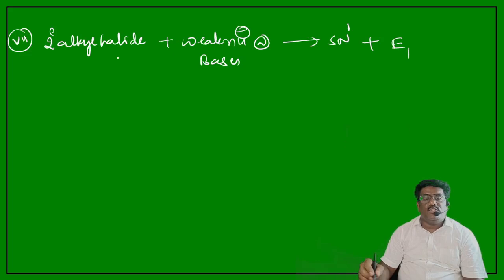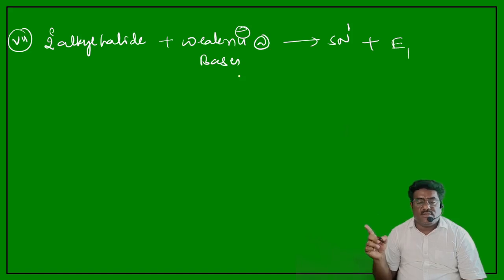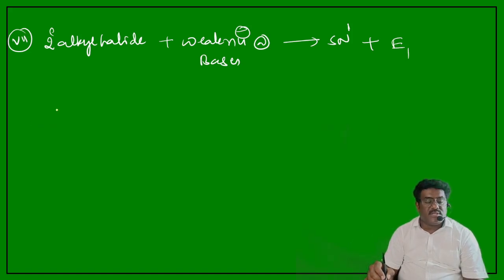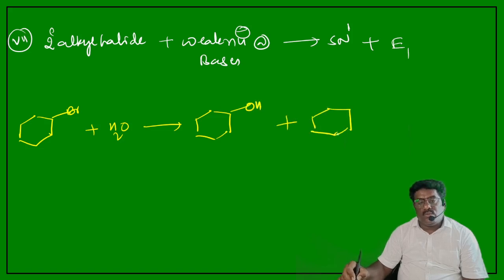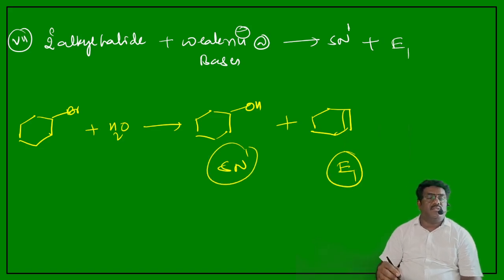A secondary alkyl halide with a weak nucleophile or base gives SN1 and E1. I am taking the example of a secondary alkyl halide with a weak nucleophile like H2O. It gives what? SN1 and E1. The cyclohexene is the E1 product, and the alcohol is the SN1 product.